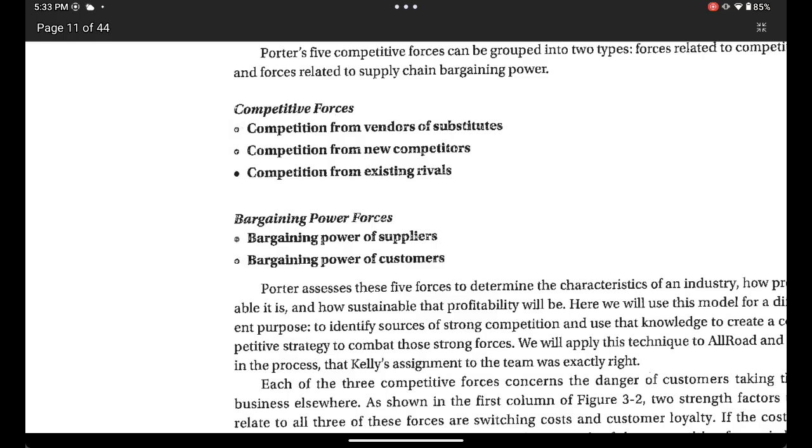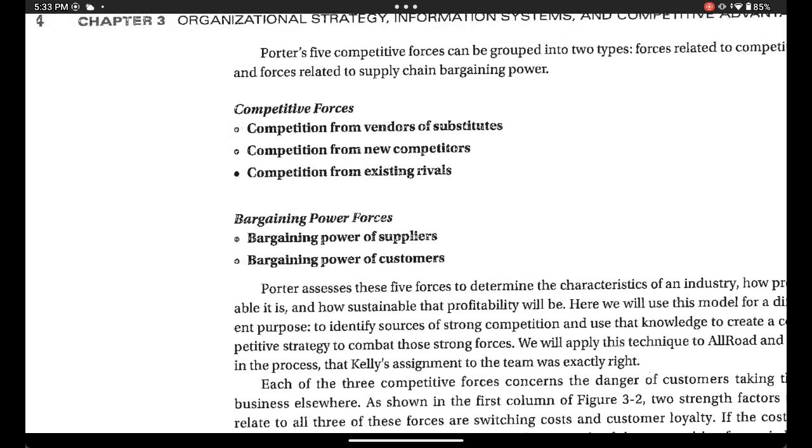Competitive forces are all the forces that make you competitive in the market. For example, competition from suppliers, vendors, the same thing, or substitutes. Suppliers in your industry will compete against you. Competition from new competitors, new people that come into the market, may have a better product and they may steal all the customers from you. Competition from existing rivals. So these are normal businesses that were already there. I don't think if you just open up a business, you'll get all the customers to buy your product. That's what they're saying.